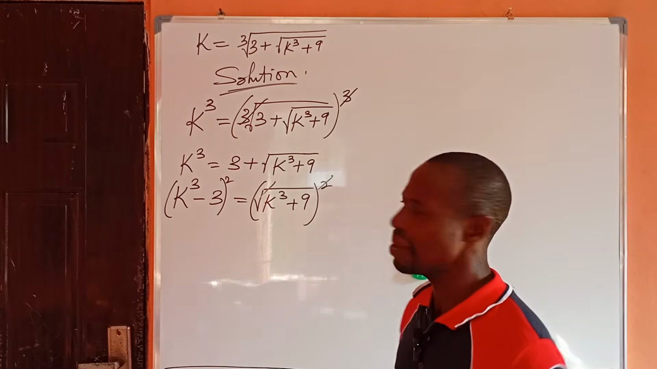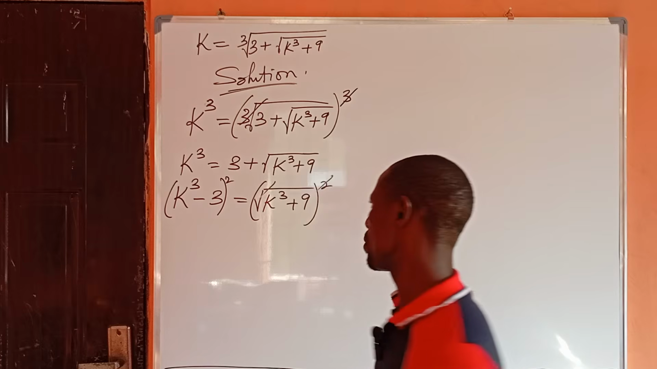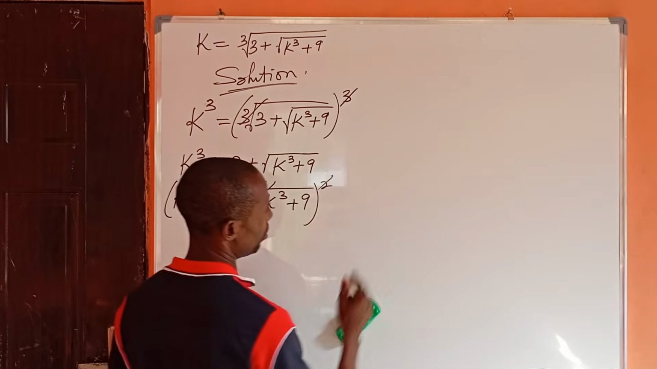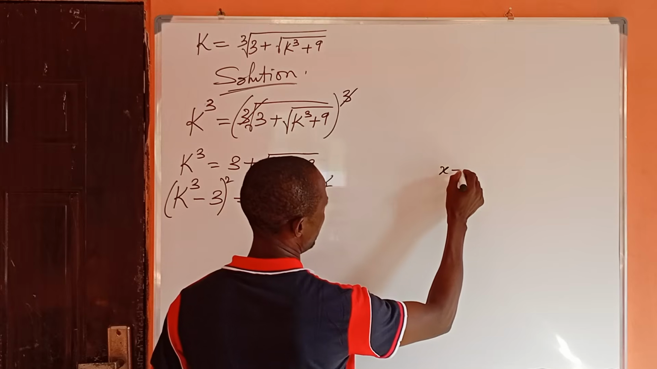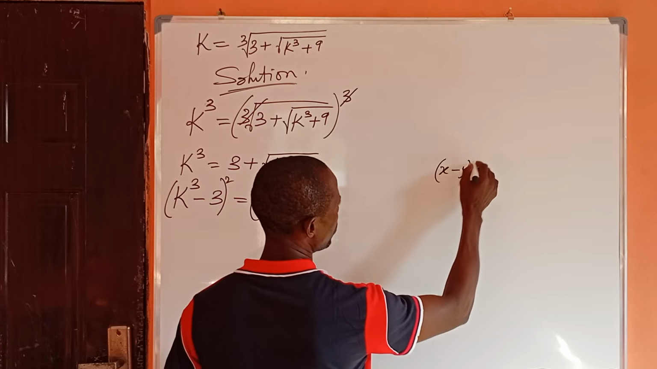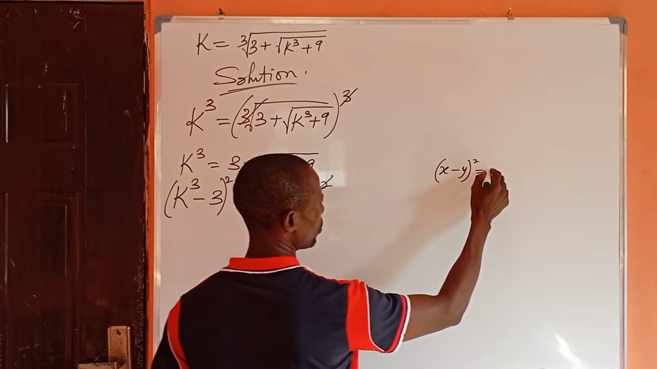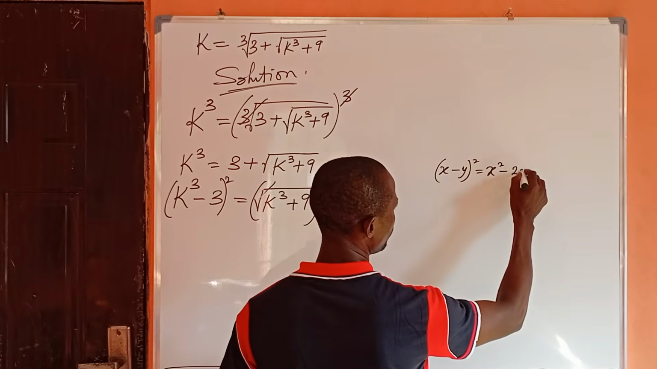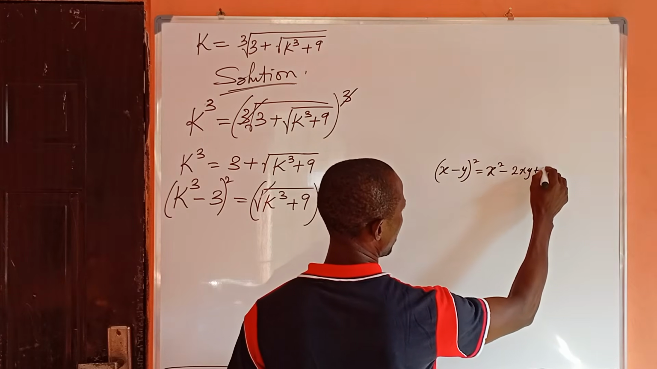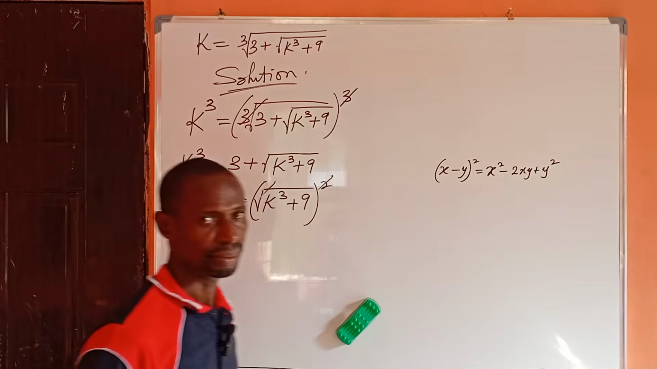Good. Now remember the algebraic identity, which says that if you have x minus y all raised to the power of 2, this is equal to x to the power of 2, minus 2xy, plus y to the power of 2.